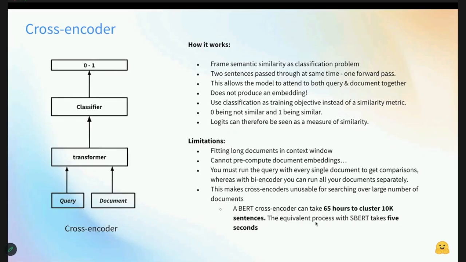One of the common examples given in one of the early papers is that if you were to use a cross encoder to cluster 10,000 documents, it would take you 65 hours, while the equivalent process with a biencoder, or an encoder-based model, would take just 5 seconds. That's because the comparison is done purely with a dot product. You're just taking a matrix multiplication of all of the stored pre-computed embeddings, versus with a cross encoder, where you have to run that forward pass for every single one.